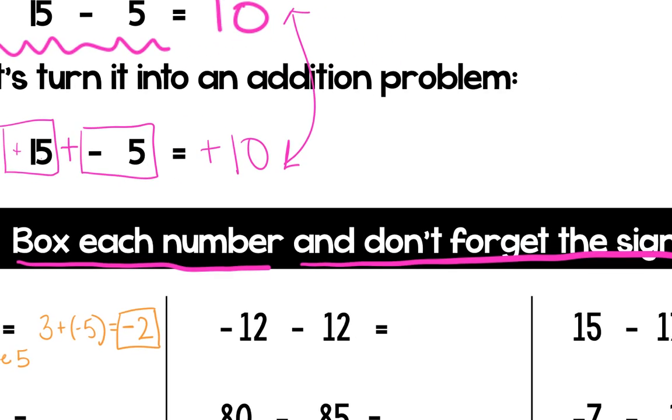Moving on to the next practice problem here. We have a negative 12. Notice I am keeping the sign in the box with this. This subtraction sign becomes a negative. So we have negative 12 plus negative 12. When we're adding two negatives together, we now know that this becomes negative 24. There's not going to be a battle. They're just going to join together.